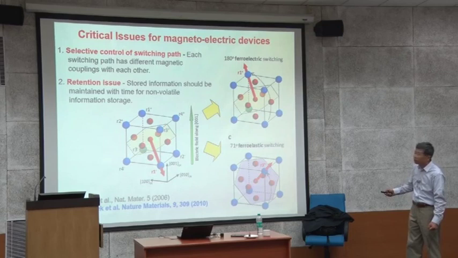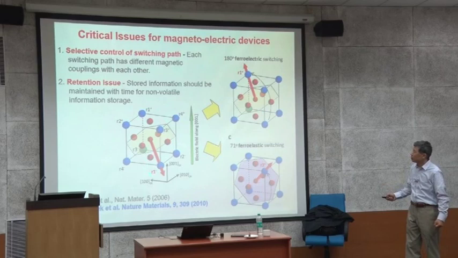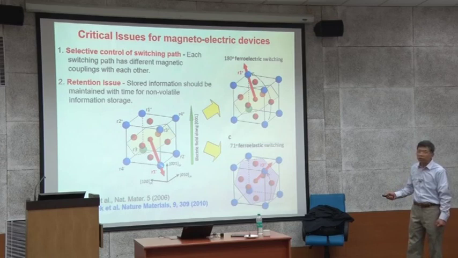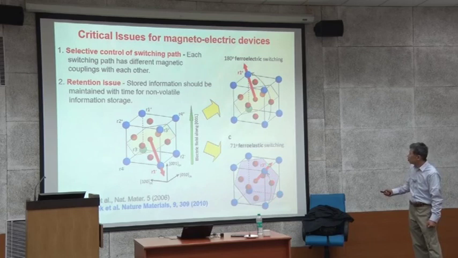Okay? So the polarization, when you apply an electric field between the top electrode and bottom electrode, you're switching the electric field down to up, and then you have two different pathways to switch. One way is simply the shortest way to go from here to here. Can you see that one? From here to here, the 71 degree switching, that is well known.